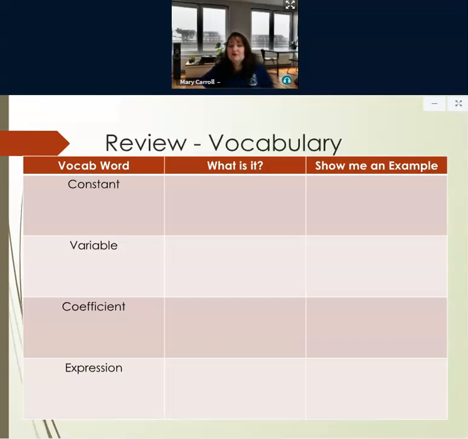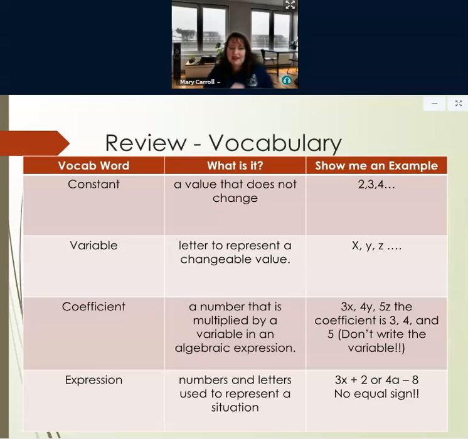Okay, so review a little vocabulary. Please tell me in your own words what a constant, a variable, a coefficient, and an expression are, and then show me an example. Pause the video. Alright, and those are the words. Hopefully you had them all. If for some reason you missed one, please go and review that lesson.